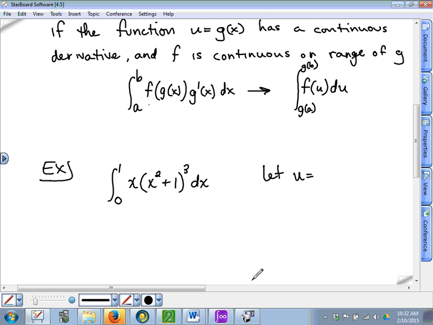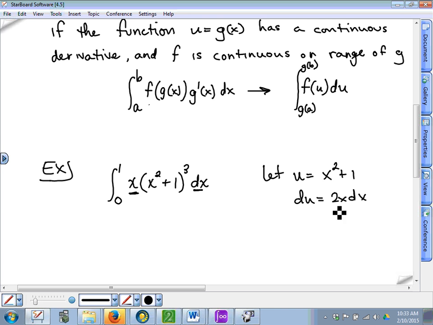So what are we going to let u equal? x squared plus 1. So then du is 2x dx. Now, is there anything missing? You gotta multiply by 2. And then you gotta divide the outside by 2.